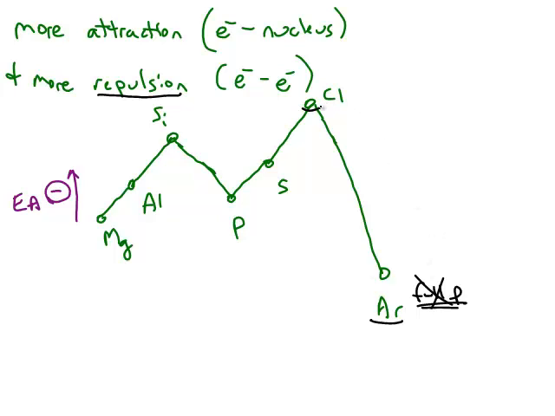Chlorine has a very high electron affinity for the same reason. If chlorine gains one electron, chlorine with a -1 charge has the same number of electrons as the noble gas argon, so chlorine accepts an electron, turns into chloride, and reaches noble gas stability.